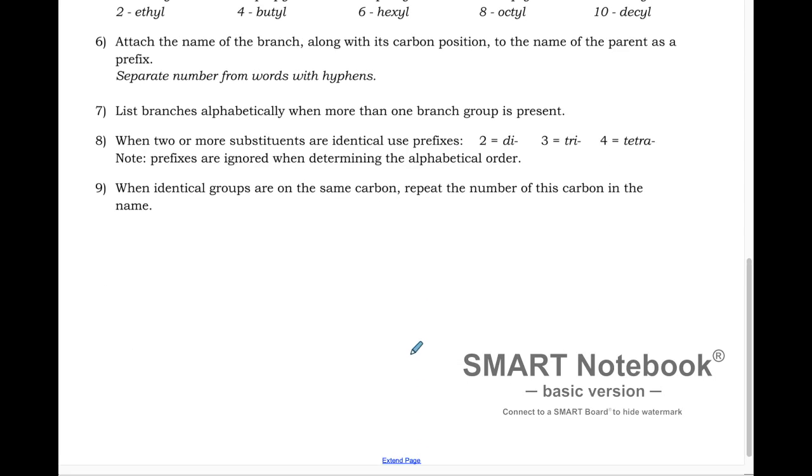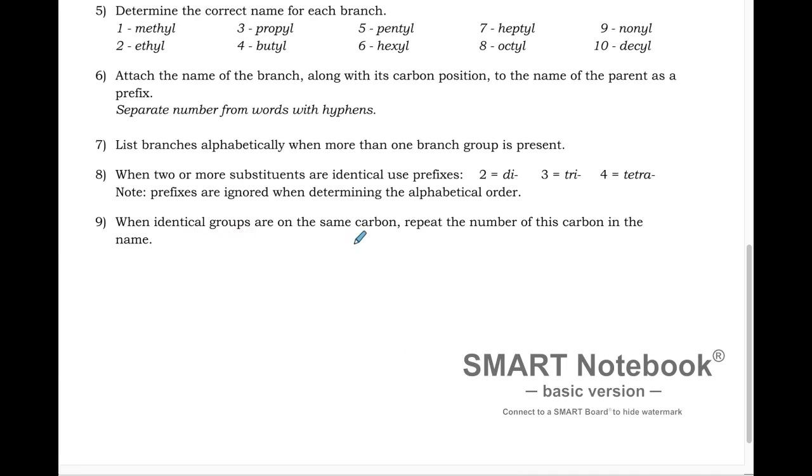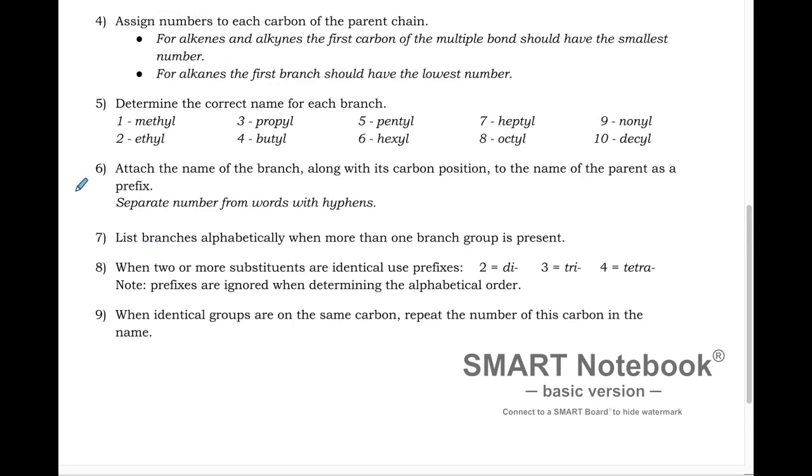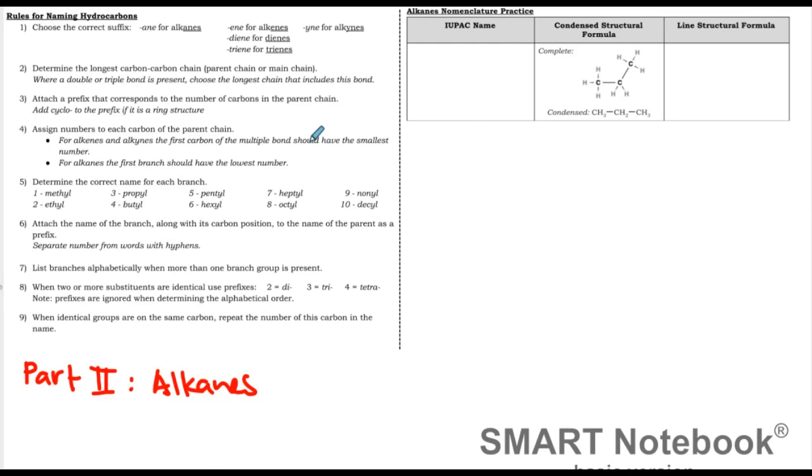The last and final rule is when identical groups are on the same carbon, repeat the number of this carbon in the name. We always want to number where that substituent or that branch is off of the main chain. So let's see all of these rules in action by looking at a couple of examples together. We're going to use those rules and apply them to alkanes. And remember that alkanes are just hydrocarbons that contain carbon and hydrogen atoms, but are all in single bonds.